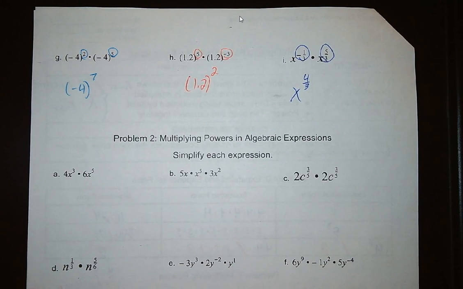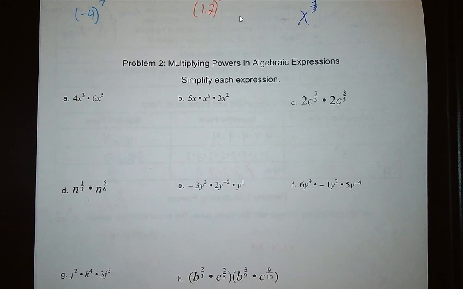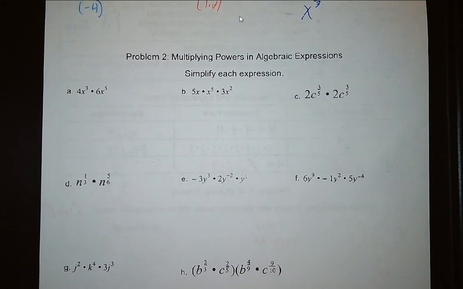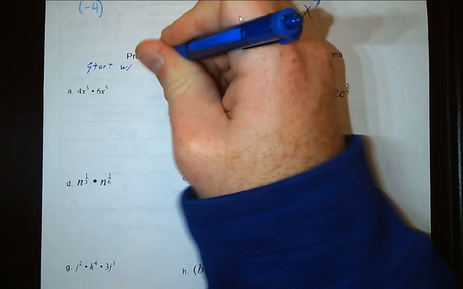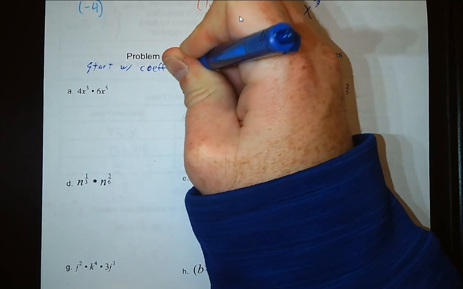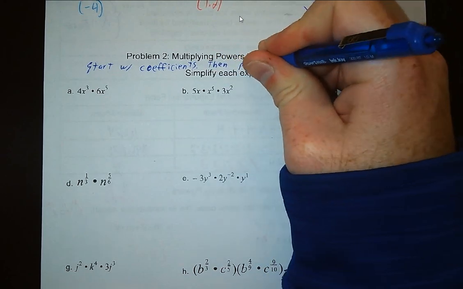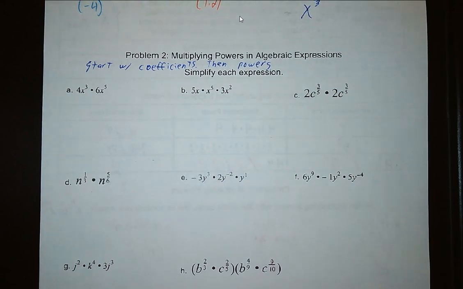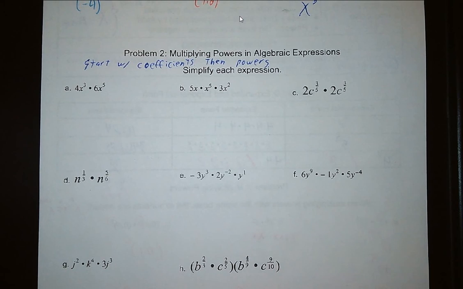Okay. Now moving on to problem 2, multiplying powers in algebraic expressions. The first thing we need to do here, we're going to start with the coefficients. Then powers. So we're going to start off by multiplying any coefficients that we have, because if you remember back to Chapter 1, the rules for multiplication, we can multiply in any order. We are still going to get the same answer.